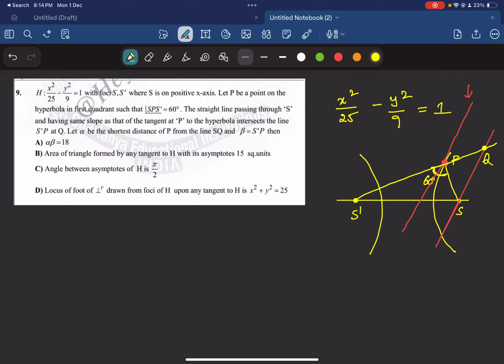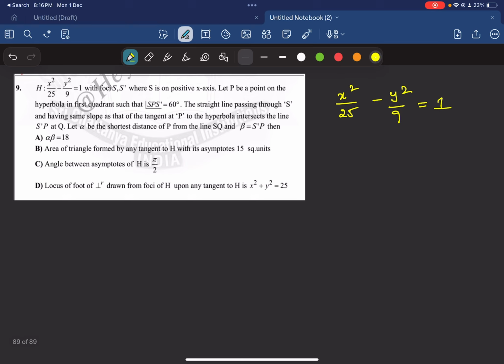Okay, and this is alpha, the shortest distance of the point P from SQ, and beta is S dash P. So this particular length is beta. This looks like a previous JEE Advanced question. Then they are asking us to find out the value of alpha and beta.